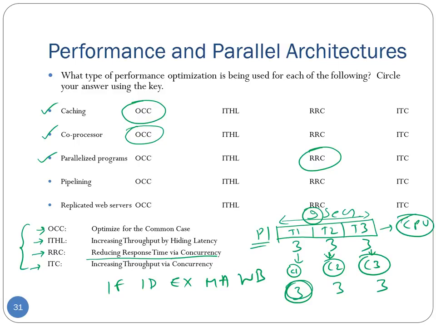However, now that you have these 5 different pipeline stages, you may have multiple instructions being operated on in different stages simultaneously in the pipeline, right? So you get a lot of parallelism. Because you are operating in parallel on several instructions simultaneously, up to 5 instructions, you are able to hide this increased latency of individual instruction execution. So pipelining is a classic example of increasing throughput via hiding latency, ITHL.